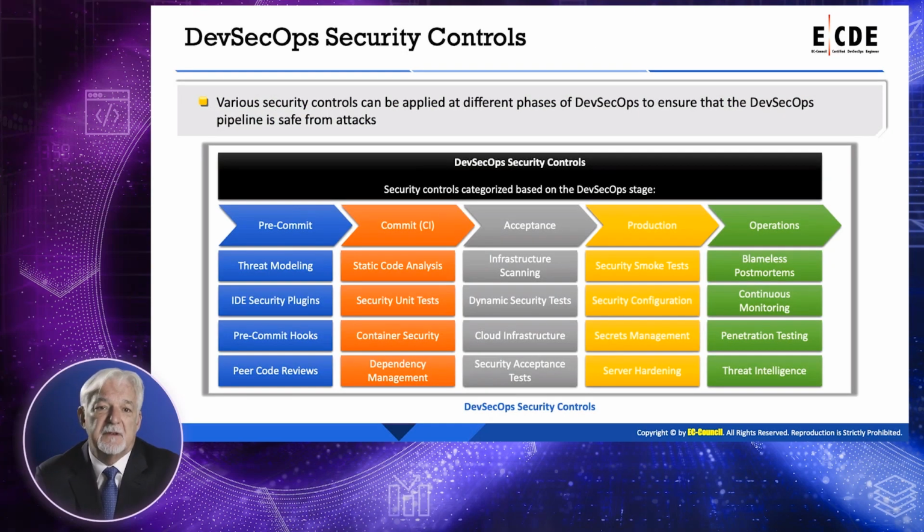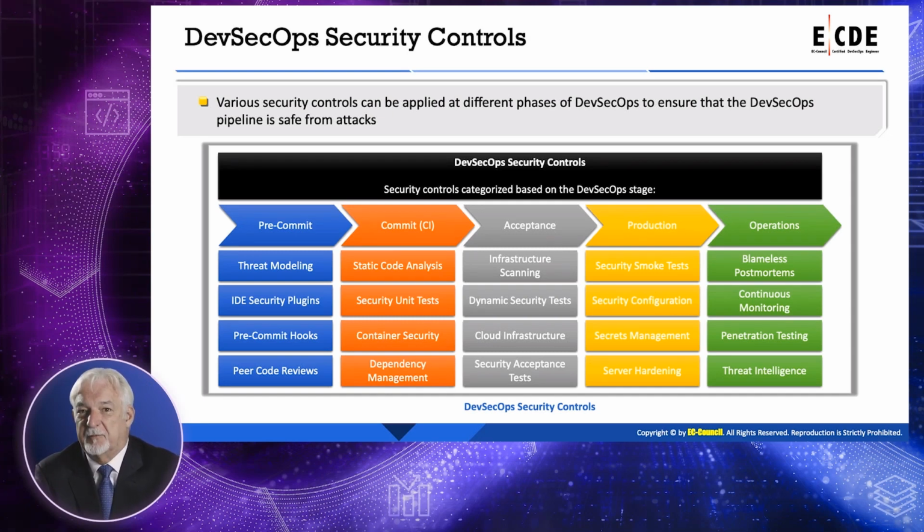Security controls. Various security controls can be applied at different phases of DevSecOps to ensure that the DevSecOps pipeline is safe from attacks. In the pre-commit, we look at threat modeling. And there are threat modeling tools that are great out there that we'll discuss in a little bit. There's the IDE security plugins, pre-commit hooks that can be used to run scans prior to committing code to libraries. Then you can also do peer reviews, peer code reviews.